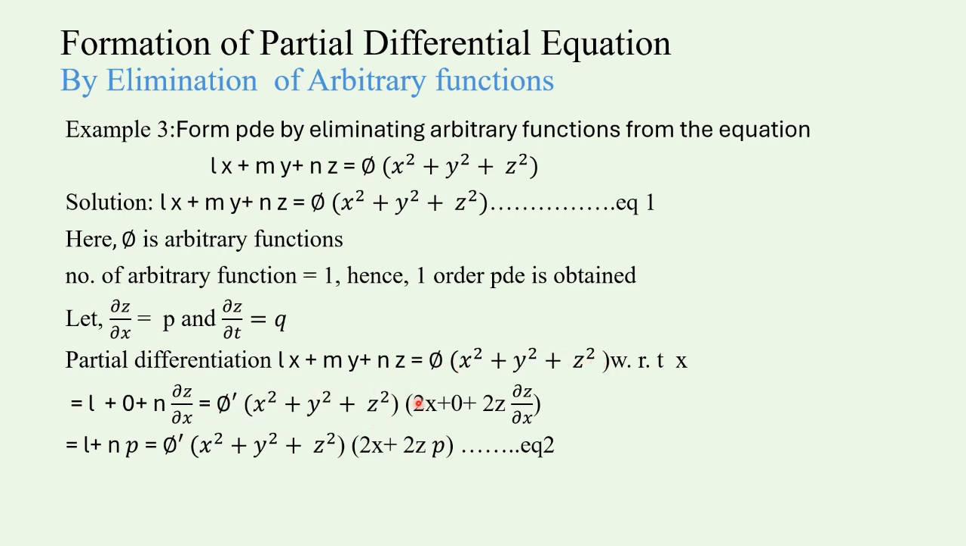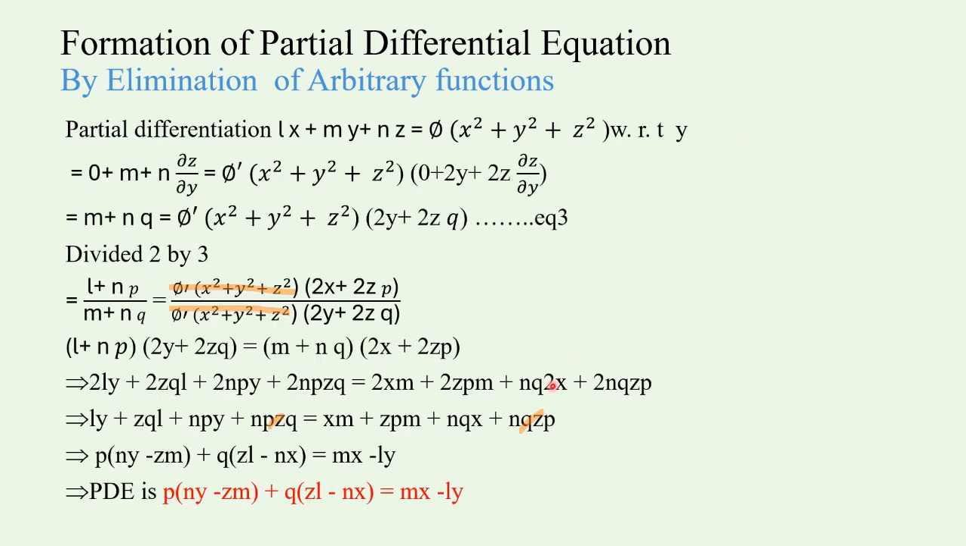Then differentiate the term inside the function, that is, inside the bracket. x square becomes 2x. This y square when differentiated with respect to x is 0. z square becomes 2z, and then again differentiating z becomes dou z by dou x. Now simplifying it, we have to put dou z by dou x equal to p, and here also we have to put p. So the equation which we get, we can call it equation 2.